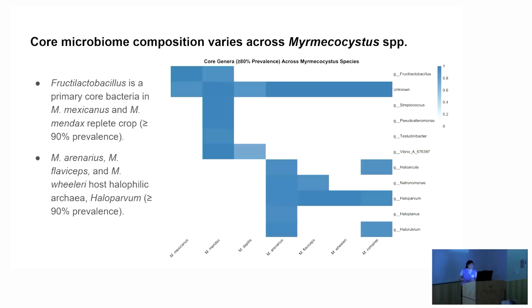When I looked at Myrmecocystus mexicanus, there was a prevalence of Fructilactobacillus across 98.9% of our samples. And when we look at Mendax, 91.9% of our samples had Fructilactobacillus along with other bacteria. It's also interesting to note that the ones we collected in California, like Myrmecocystus arenarius or Flaviceps, seem to have halophilic archaea that occupy them. So it'd be interesting to dive deeper into that in the future.